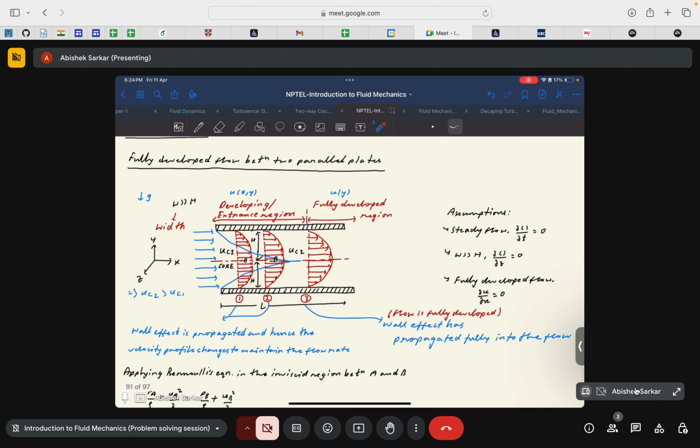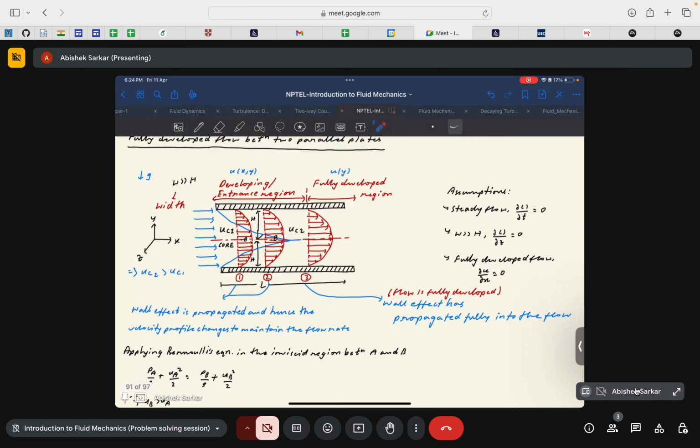Okay, and the basic takeaway is just that in the developing region, the incoming velocity u is a function of x and y, but in the fully developed region, it's a function of only y. Okay, it only varies along the y direction. So this is x and this is y.